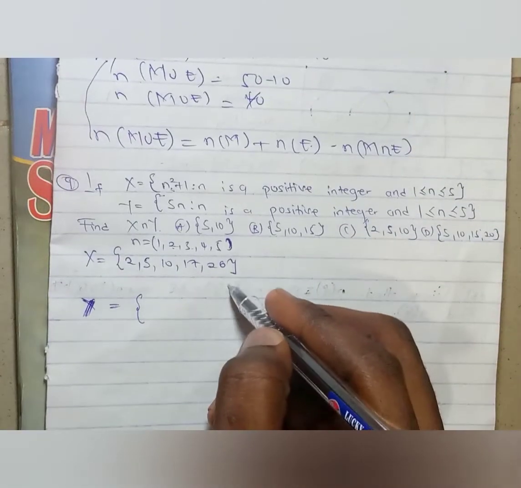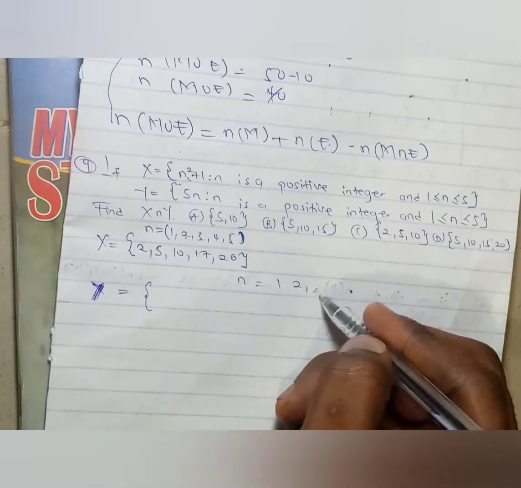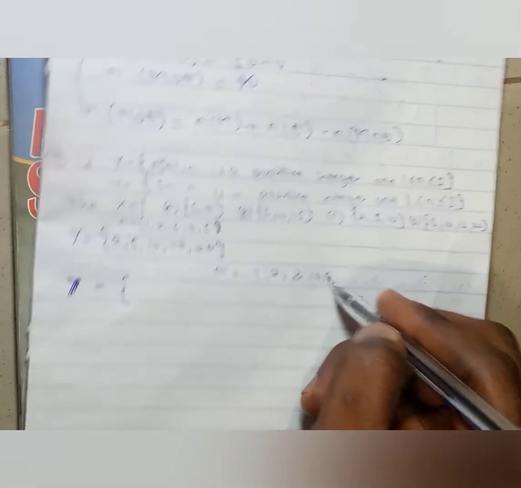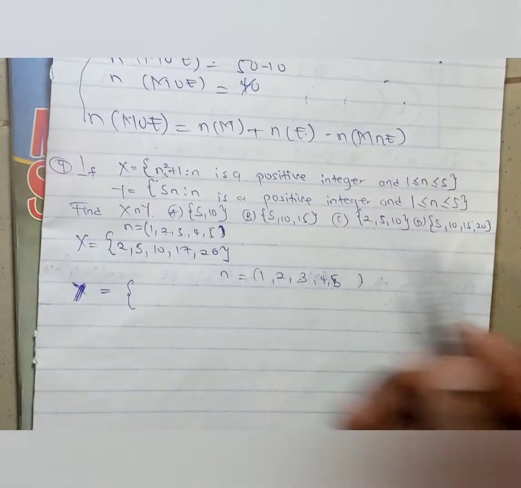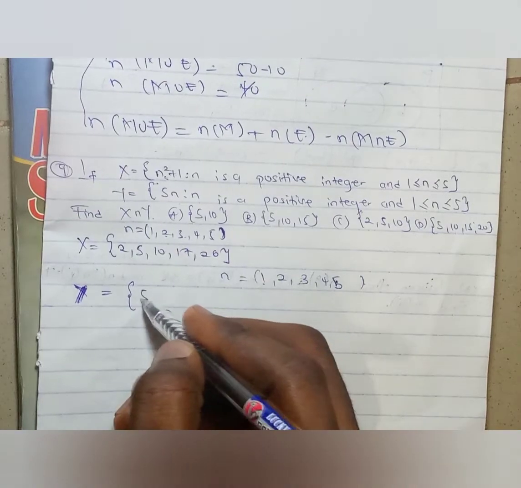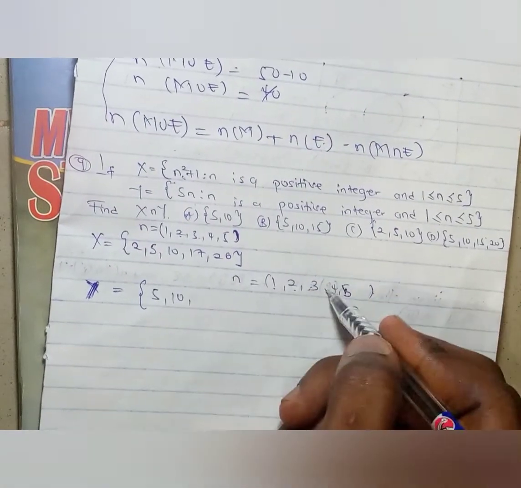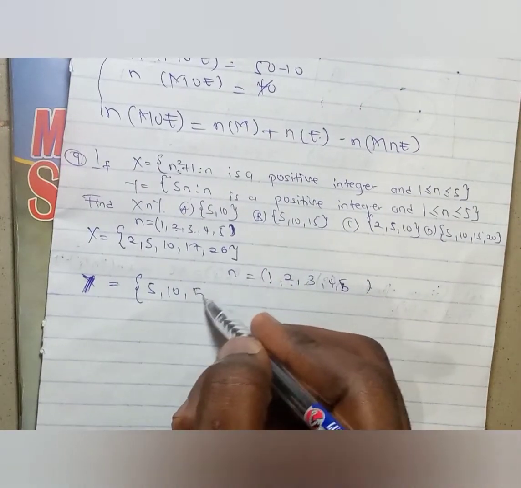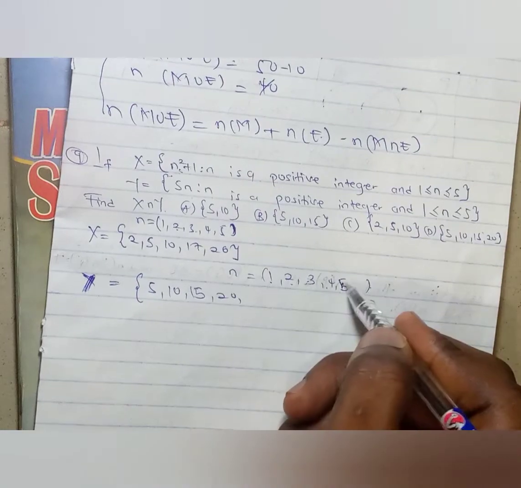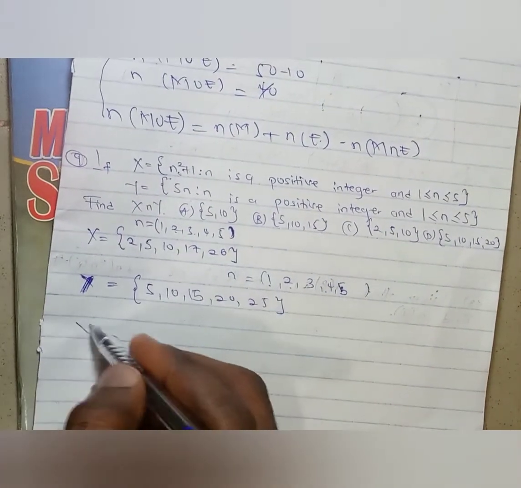Know that n ranges from 1 to 5 as well: 1, 2, 3, 4, 5. Now, when n is equal to 1, 5 times 1 is 5. When n is equal to 2, 5 times 2 is 10. When n is equal to 3, 5 times 3 is 15. When n is equal to 4, 5 times 4 is 20. When n is equal to 5, 5 times 5 is 25. Now, x intersection y.